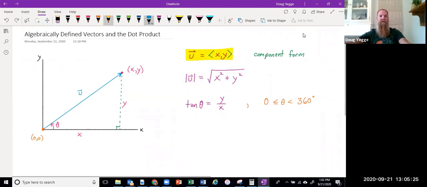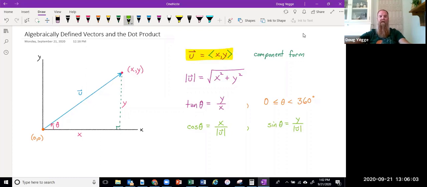So let's recognize first that, well, let's start with cosine theta. Cosine of theta is equal to the x component over the hypotenuse. But notice the hypotenuse is the magnitude of u. Notice that we can't just call it u, because that would imply that u is a vector when really what we're dividing by is the length of that vector. We could also see that sine of theta is equal to the y coordinate over the magnitude of u.